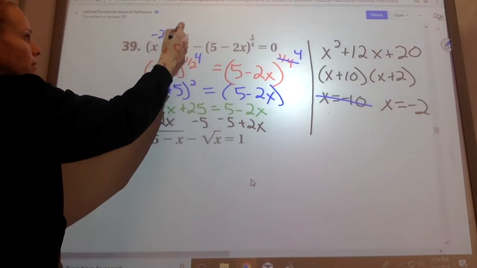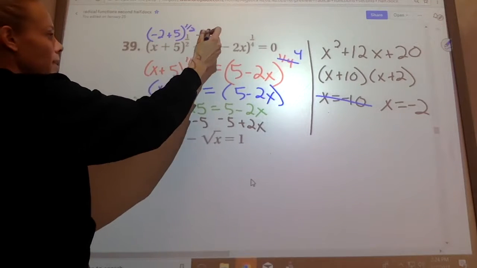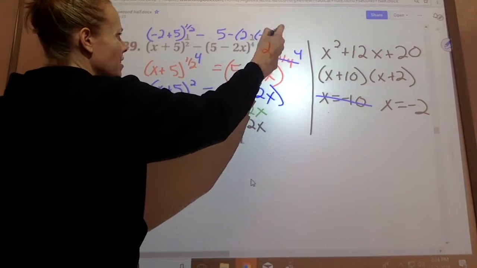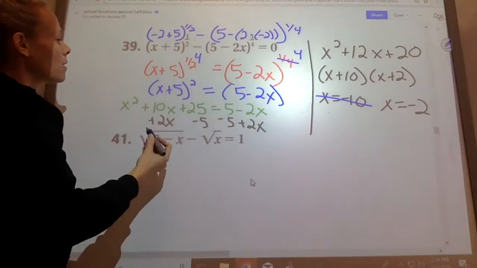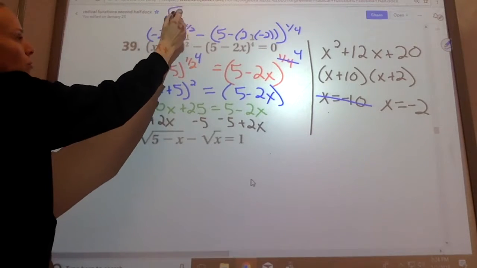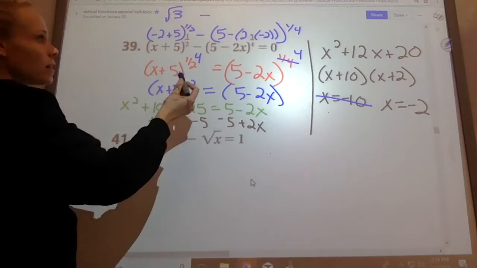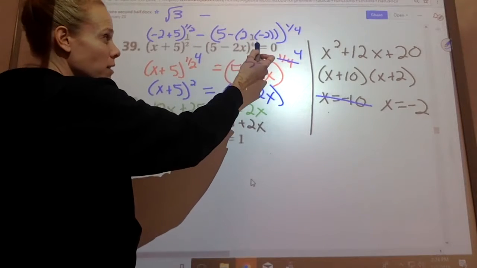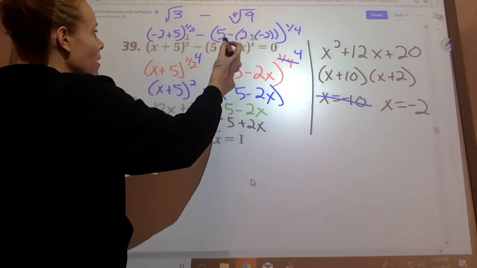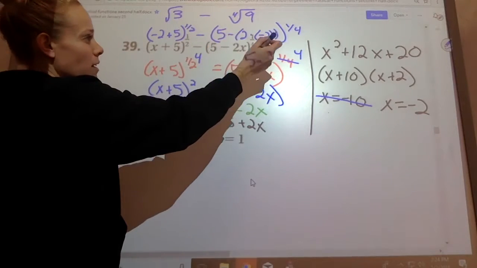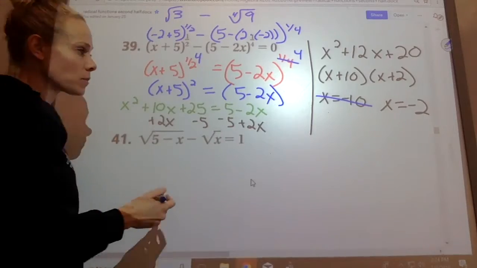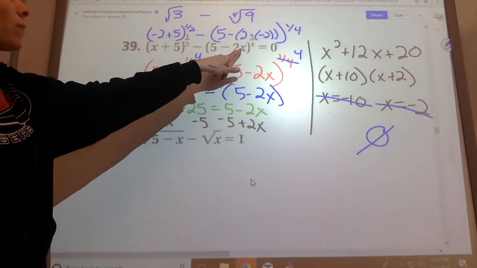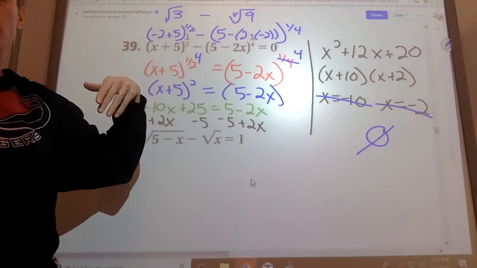So -2 plus 5 to the 1/2 minus 5 minus 2 times -2 to the 1/4. -2 plus 5 is 3. This would be square root 3. This 5 minus a -4 would be 5 plus 4, which is 9, and that's 4th root 9. Does square root of 3 minus the 4th root of 9 equal 0? No, right? And you could try that in your calculator. So this would be an example where you get no solution. There is no value of x that I can plug in to make that work.